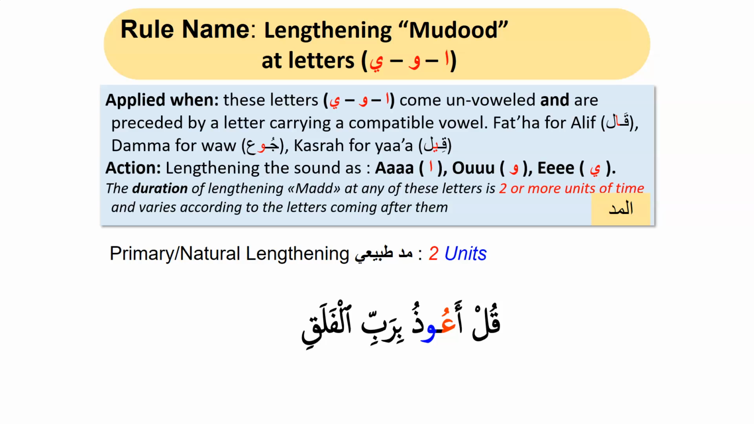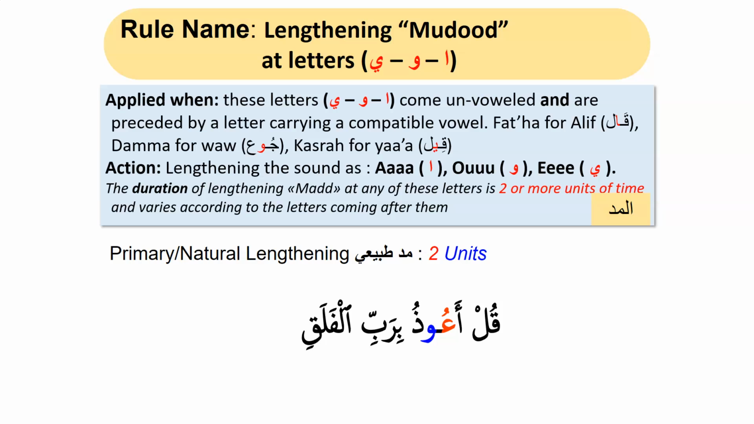But today we want to remind you to focus only on mad tabi'i. Mad tabi'i is a letter of mad preceded by a letter carrying a compatible vowel and not followed by hamza. You know the hamza, like this little hamza. It is also not followed by a letter carrying sukun. So if you find this, you have to extend it for 2 units of time only. Let's apply that again. This is named mad tabi'i, natural lengthening.